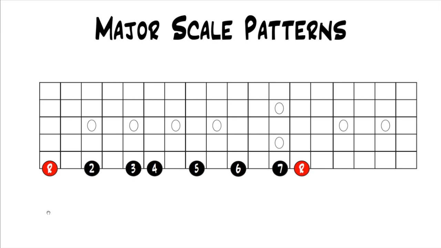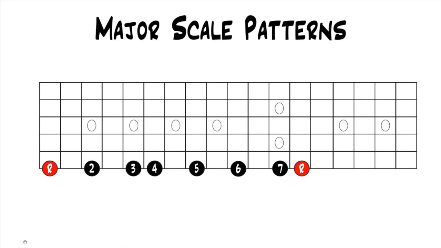So this is a 1 octave major scale like I showed in the last lesson. You're starting with the root and you go up 1 octave to the root again. So you go to the major 2nd, major 3rd, perfect 4th, perfect 5th, major 6th, major 7th, then you're back to the root again 1 octave higher.